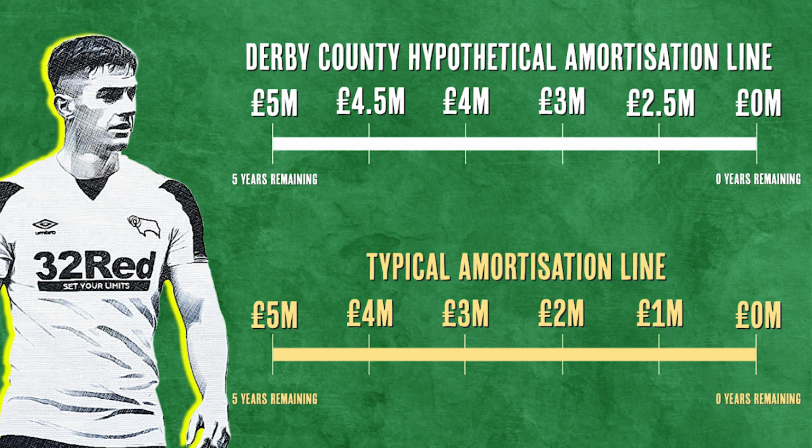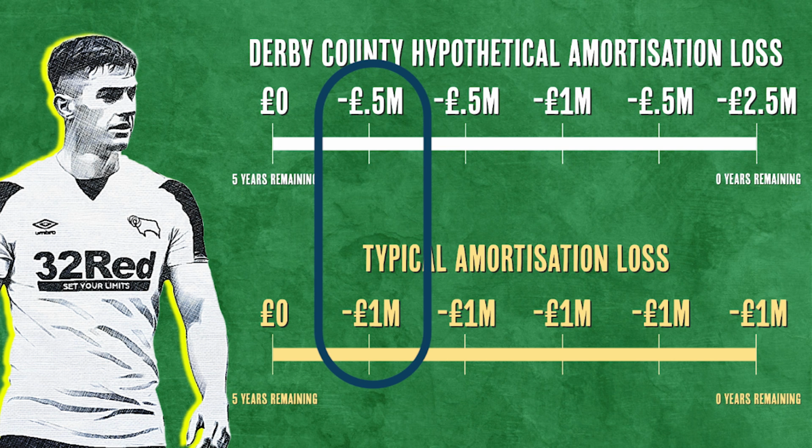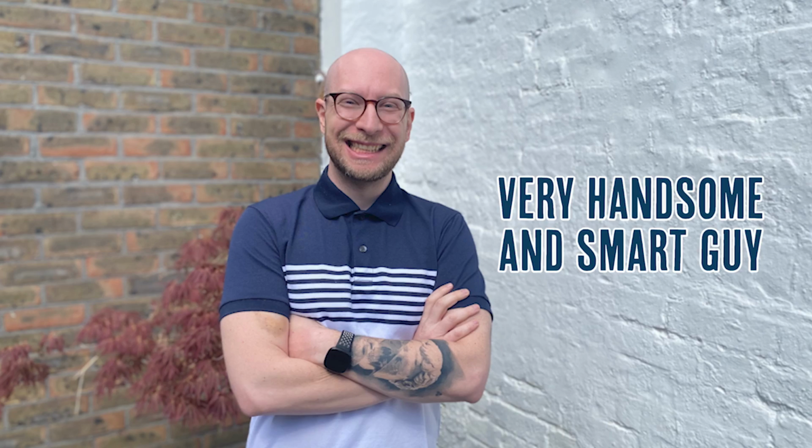If they stated Tom Lawrence's contract to be worth £4.5 million in year 1, then they would only need to show a £500,000 loss instead of £1 million loss. But is that actually an advantage worth a point deduction? Well, I think that's a great question. Thank you so much for asking.